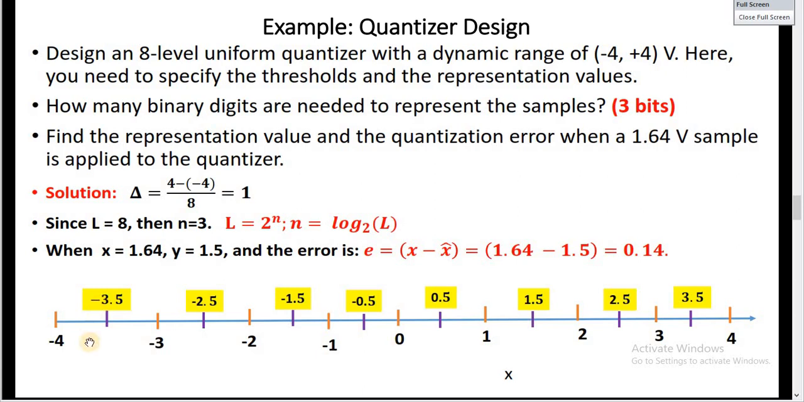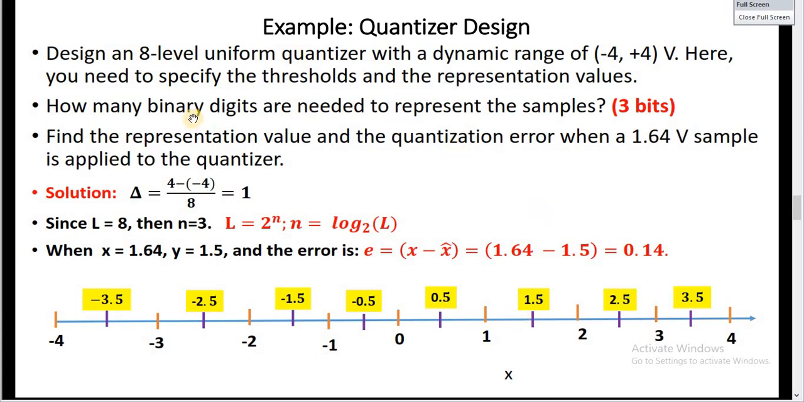So in all cases, the error is bounded by delta over 2. For these values, any input which falls in this part of the characteristic, the output will be minus 3.5, and the error will be bounded by 0.5. Also for this segment, if the input sample assumes any value between 1 and 2, the output will be 1.5, and the maximum value of the error will be 0.5.